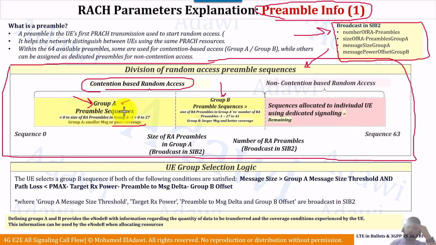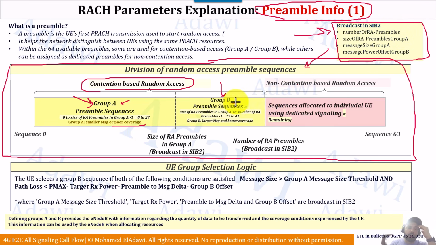So the init B is just instructing the user to use group A if he has a poor coverage or he has a small message size. So this is just instructing the user to also let the eNB know that this user is in a poor coverage. So there are some parameters which control this one. I will explain all of them shortly.